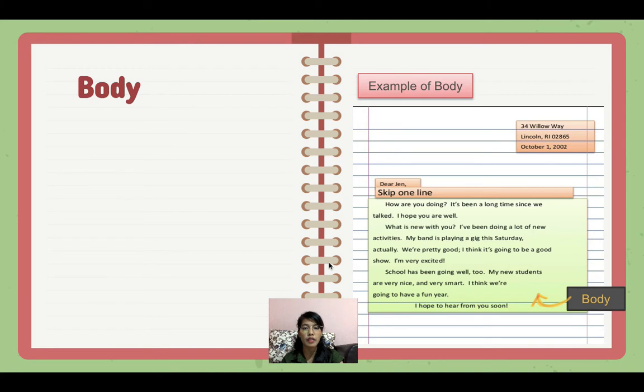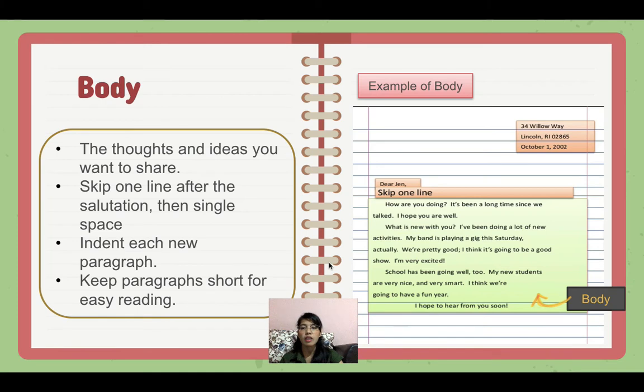And now let's move to the body. So don't forget, you have to pay attention to the example of the body. I will explain while you pay attention to the example, okay? The body is the thoughts and ideas you want to share. Skip one line after the salutation, then single space. Look at the example. Skip one line, okay? After dear Jen, comma, skip one line.